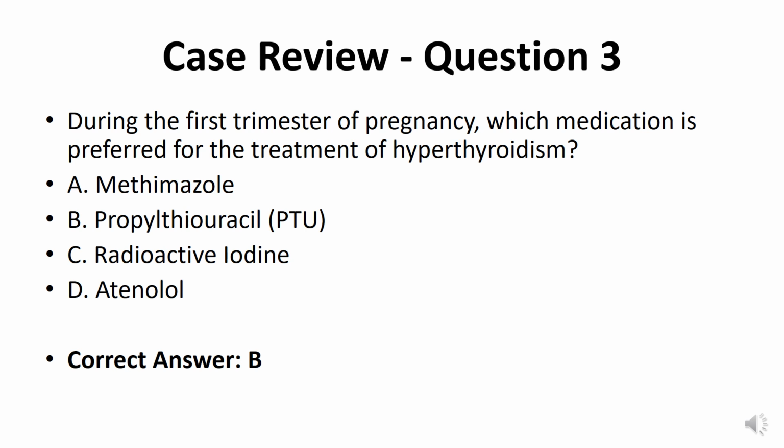Option D, atenolol, is a beta blocker that may help control adrenergic symptoms such as tremor or tachycardia, but it does not treat the underlying excess thyroid hormone production. This case highlights an important endocrine principle. Treatment choices may change dramatically during pregnancy because fetal safety becomes a major consideration alongside maternal health. So, during the first trimester of pregnancy, the preferred medication for hyperthyroidism is propylthiouracil, making answer B correct.